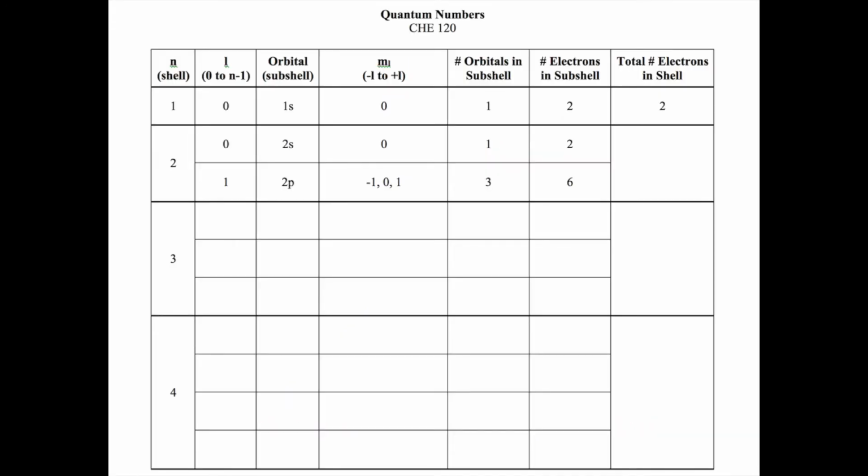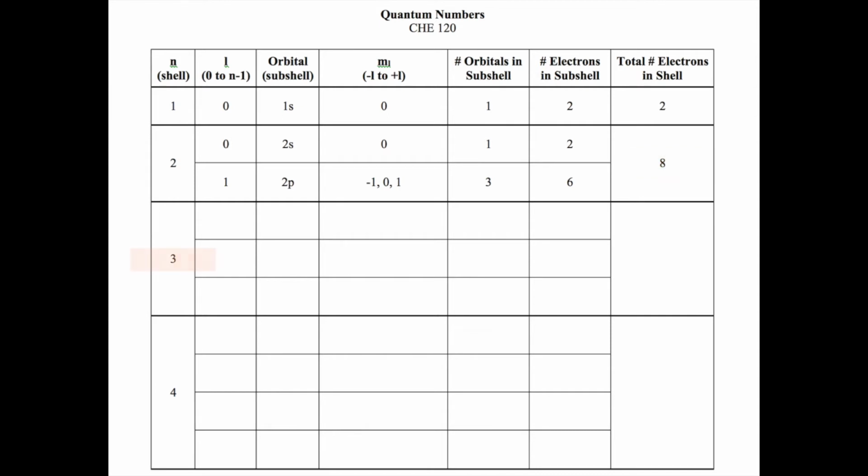Because l is 1, the values of m sub l that we can have start at negative 1, include 0, and go to positive 1. So 3 values. That means that we can have a dumbbell-shaped orbital with 3 orientations in three-dimensional space. So we'll have 3 different regions in three-dimensional space that we'll call 2p orbitals. Together, they'll give rise to our 2p subshell, and they'll hold a total of 6 electrons across those 3 orbitals. That means that across the entire second shell, we can hold a total of 8 electrons.